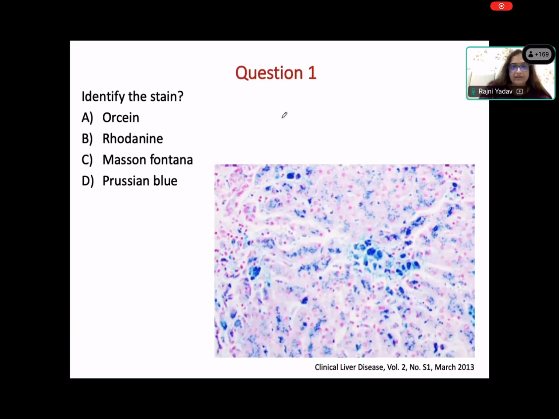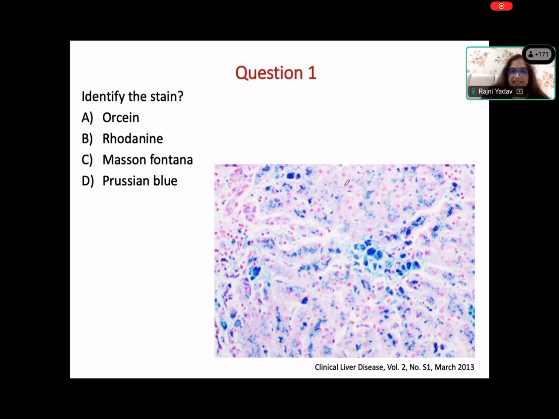So let's have a question. Can you identify the stain? This is an image from a liver biopsy, and this is a stain. The options are Orcein, rhodanine, Masson-Fontana, and Prussian blue. All of you can vote for the options. I see the majority saying option D, Prussian blue. Yeah, so that's Prussian blue.